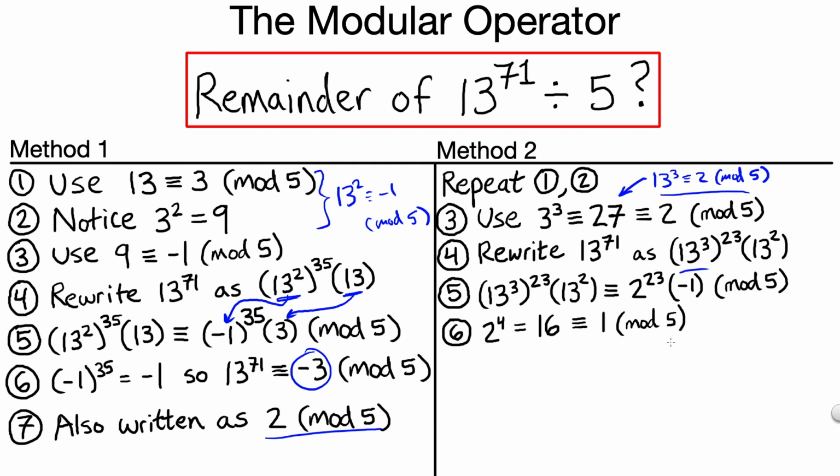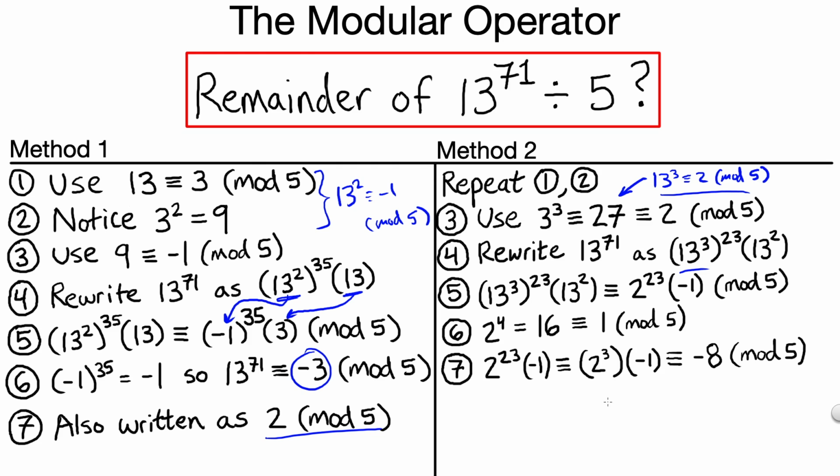This allows us to split up that 2 to the 23rd power into just 2 cubed times 2 to the 20th, which is divisible by 2 to the 4th, or just 1 modulo 5. 2 to the 3rd is 8 times negative 1 gives us negative 8. The last step is that we can add a multiple of 5 to negative 8, which just gives us 2 modulo 5. These two methods lead to the same answer, but take different approaches, and neither one of them is necessarily the best method.